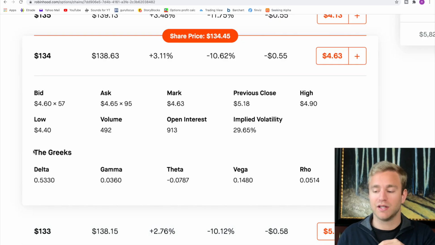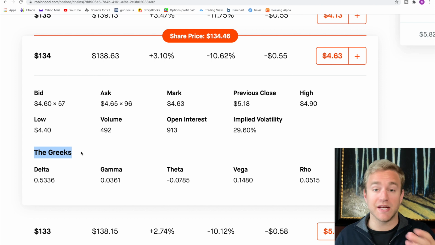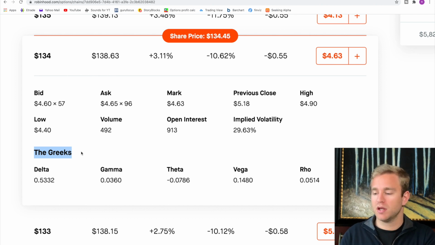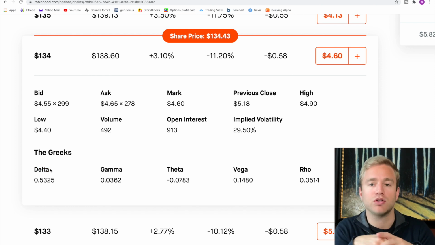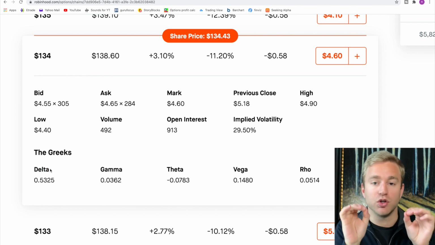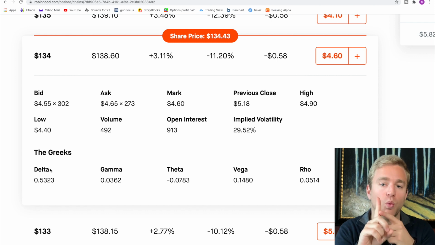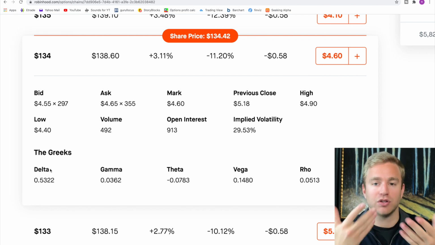Awesome. So now I want to briefly go over this right here, the Greeks, which is important to understand as well whenever you're buying an option. So let's first go over delta. Delta is going to tell you how much the price of your contract will change for every $1 change in the underlying stock.